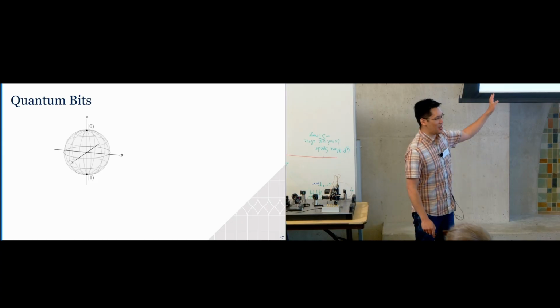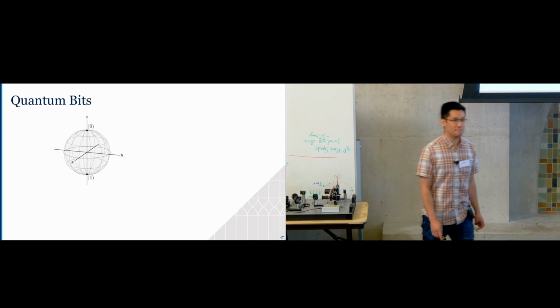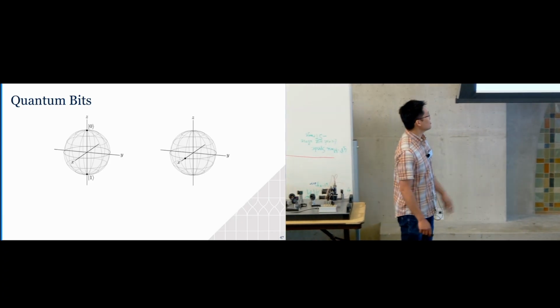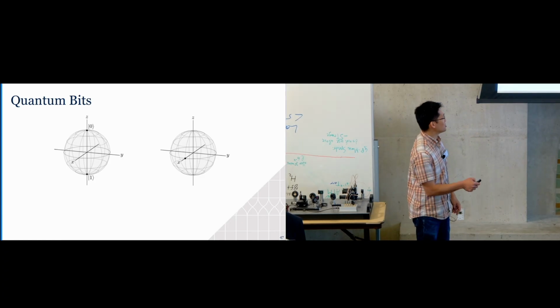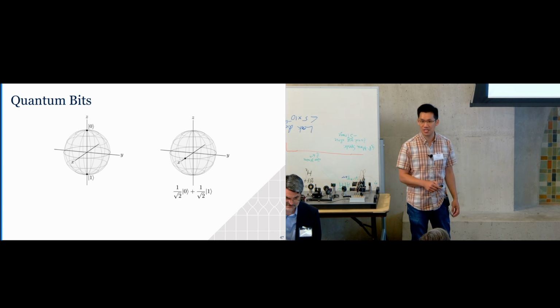So we talked about the Bloch sphere, and the north pole is 0 and the south pole is 1. And we can look at different states that are on other places on this sphere. So here's a point on the equator on the positive x-axis, and remember we call that state plus. This state is actually 1 over the square root of 2 times 0 plus 1 over the square root of 2 times 1. So it's equal parts 0 and 1. That's why it's on the equator.